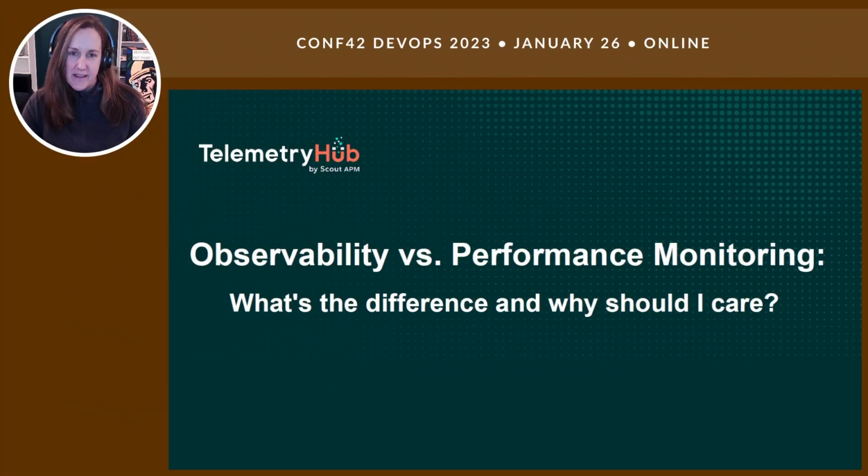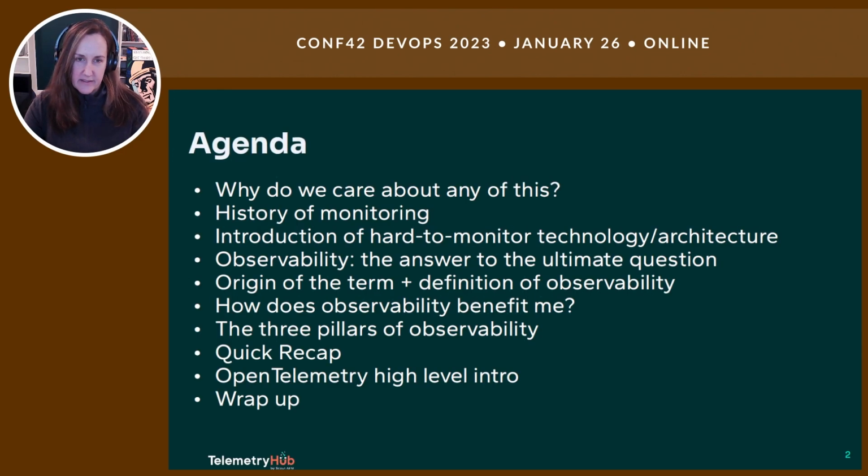Welcome. Today, I'm going to be talking about observability versus performance monitoring, the difference between these two ideas and why you should care about them. Before we get started, just a quick overview of what we'll be chatting about today.